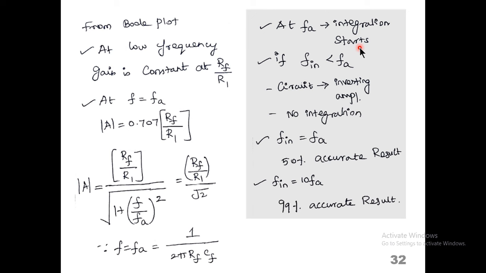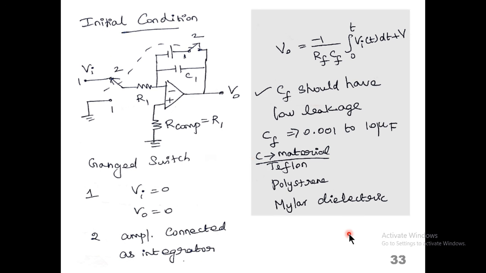At Fa, integration starts. If the input frequency is less than Fa, the circuit acts as an inverting amplifier, and no integration is done. If the input frequency is equal to Fa, we get maybe 50% accurate results. And if the input frequency is 10 times Fa or more, we get 99% accurate results. At the initial condition, we can use a switch on the input side, and a ganged switch can also be used. This is the improved version.